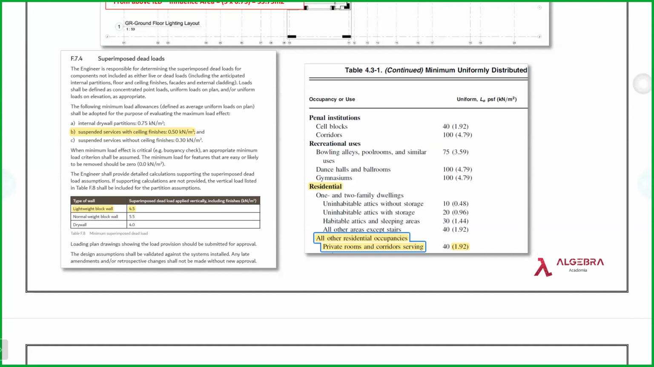When you go for drywall, you know that, right? It's all gypsum partition, whatever you have. This gypsum partition is 4 kPa. Okay, so when you go for live load, this is extracted from the code.